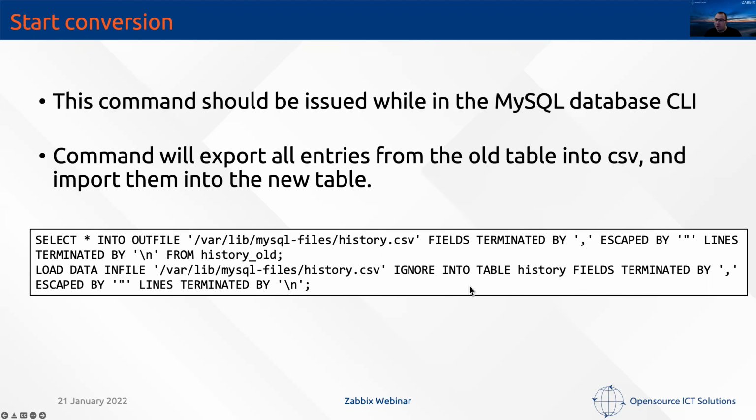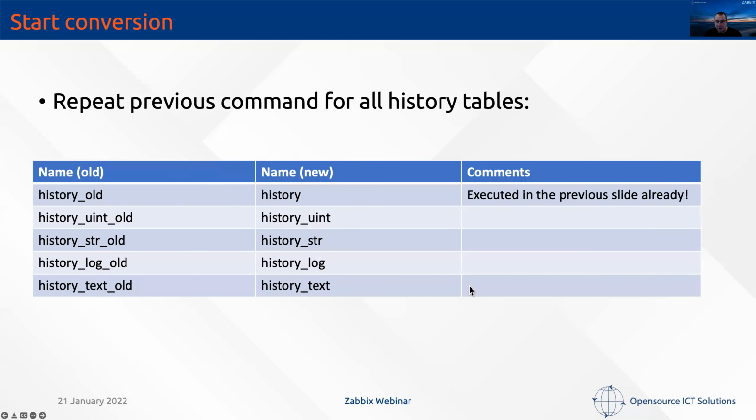Now, this example is only about the history table, but we have five of them. So history_old, and this one was executed in the previous slide, but we have four others: unsigned integers, string, log, and text. All of them should be converted with that same command as we saw in the previous slide. Exported into a CSV, imported into that new table.